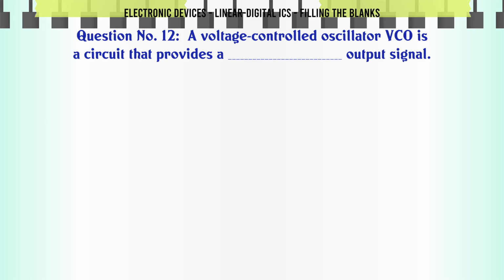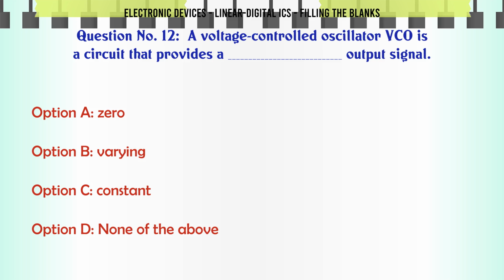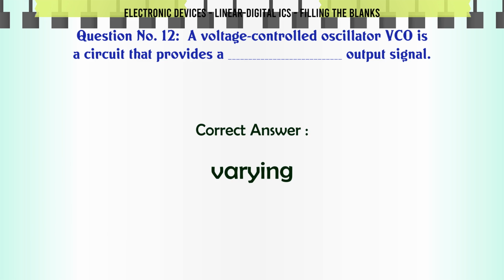A voltage-controlled oscillator (VCO) is a circuit that provides an output signal. A, 0; B, varying; C, constant; D, none of the above. The correct answer is varying.